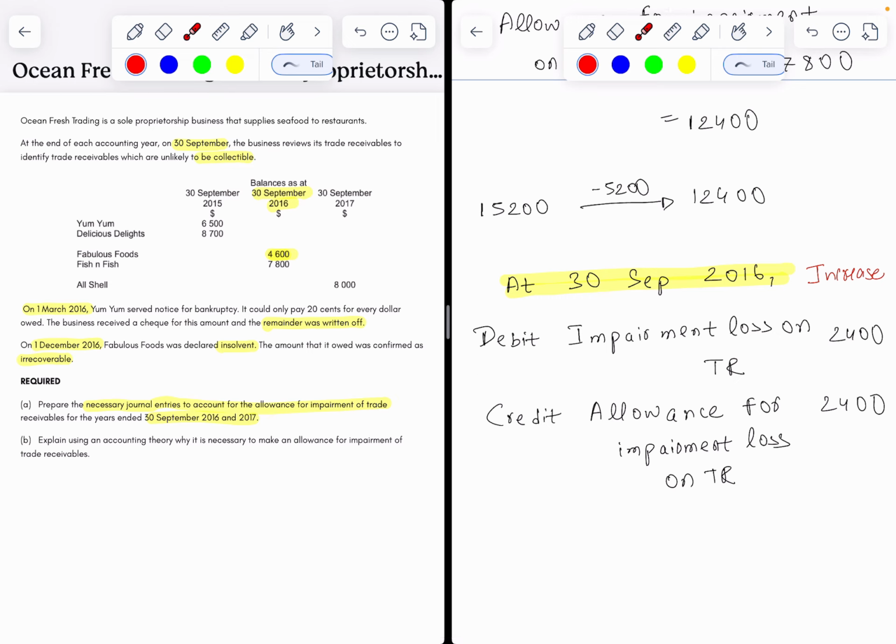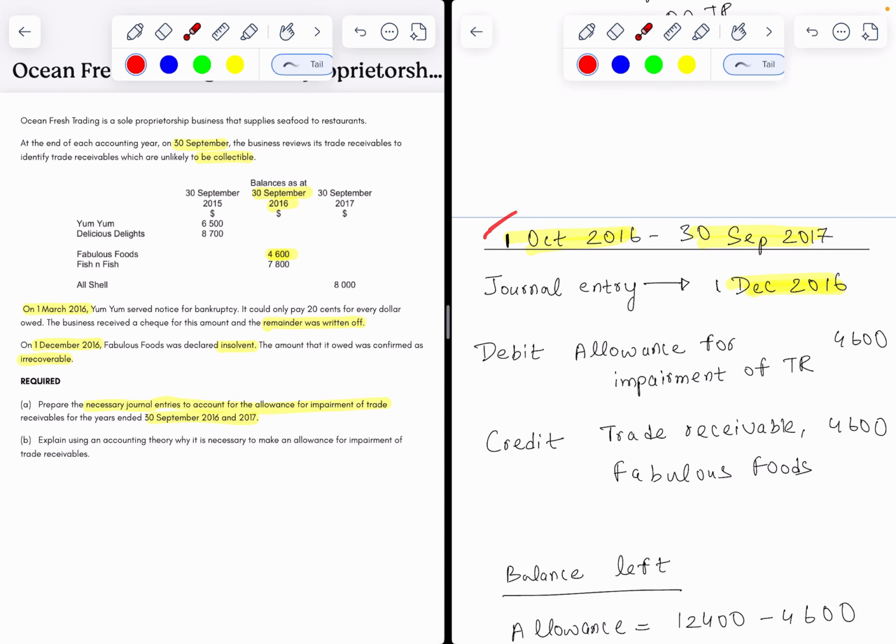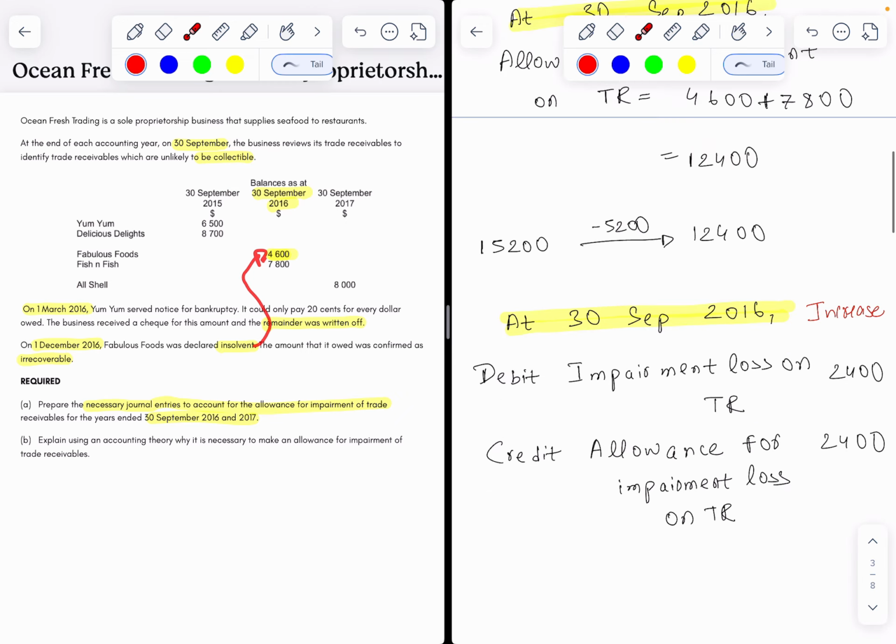Okay, so now let's move to the new financial year, which is 1 October 2016 and ending 30 September 2017. Now, the first journal entry would be on 1 December 2016, which is the last paragraph given in the question. On 1 December 2016, Fabulous Foods was declared insolvent. The amount that it owed was confirmed as irrecoverable. Now, Fabulous Foods owed us how much? $4,600 at the end of 30 September 2016, which we have already stored in an allowance for impairment of trade receivables, as you have just seen here, okay?